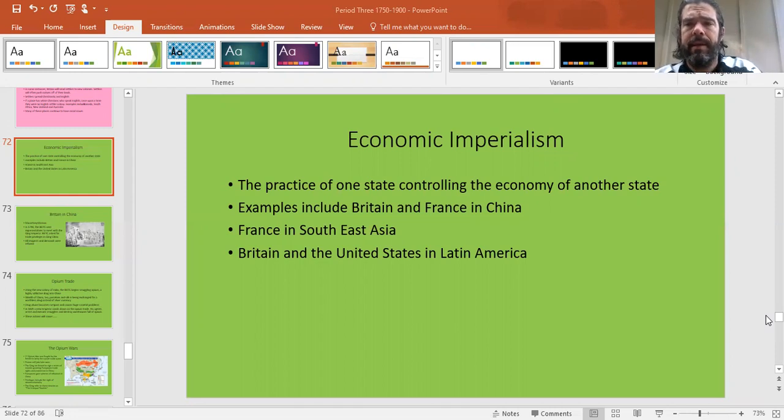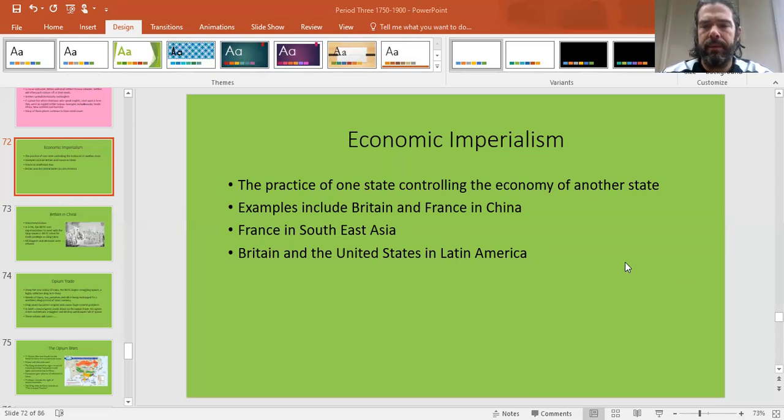Economic imperialism is where you don't actually conquer another region. You just completely control them economically. So you're running the economy, even if you don't actually 100% rule them. An example of economic imperialism that we've already looked at is the United States and Panama, where we cut a deal with the Panamanians. They declare their independence from Colombia. They sell us the territory to build the Panama Canal at a cheap price, and we're there controlling their economic systems immediately afterwards. France is going to do this in Southeast Asia in this time period.